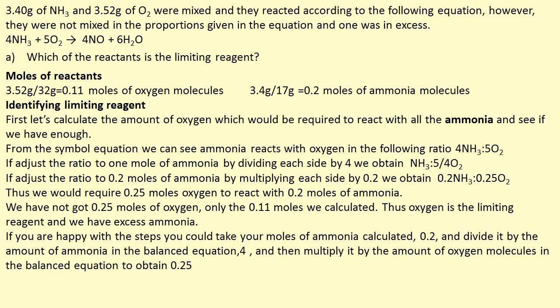If you're happy with the steps, you could take your moles of ammonia calculated, 0.2, and divide it by the amount of ammonia in the balanced equation, 4, and then multiply it by the amount of oxygen molecules in the balanced equation to obtain 0.25.